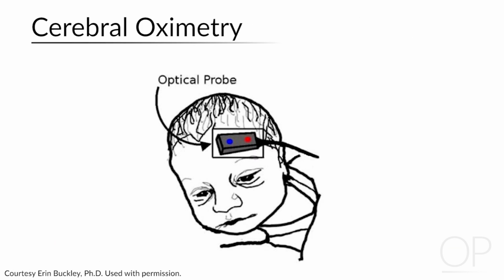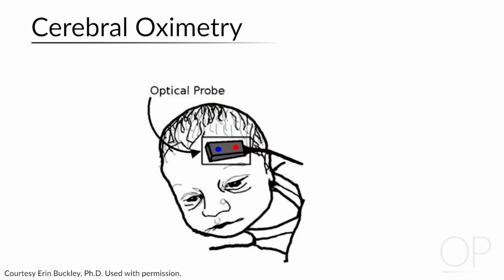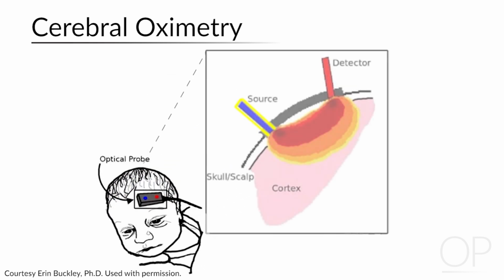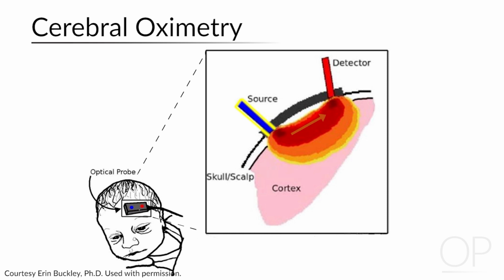So how does cerebral oximetry work? An optical probe or sensor is placed on the forehead. It can be placed anywhere on the scalp, but the forehead has less hair to interfere with light transmission. Near-infrared light passes from the source or emitter and travels in a curvilinear volume through the tissue underneath the sensor and is then detected by a detector.